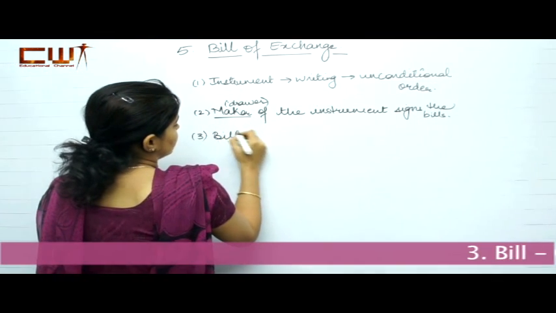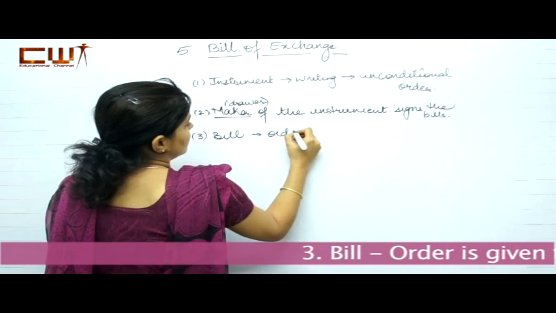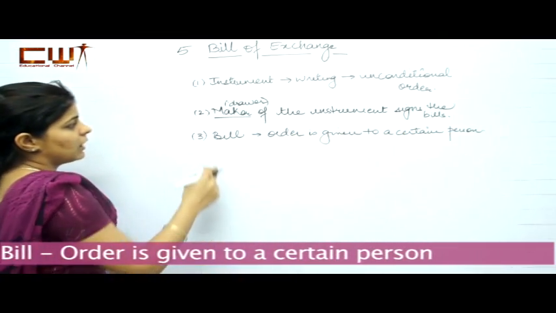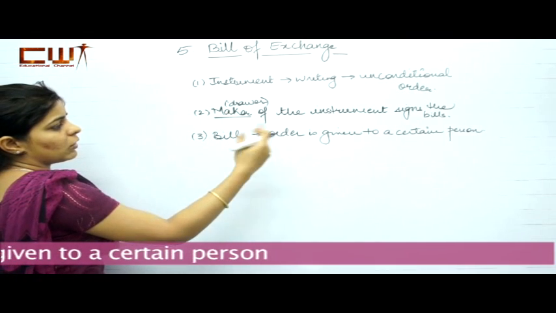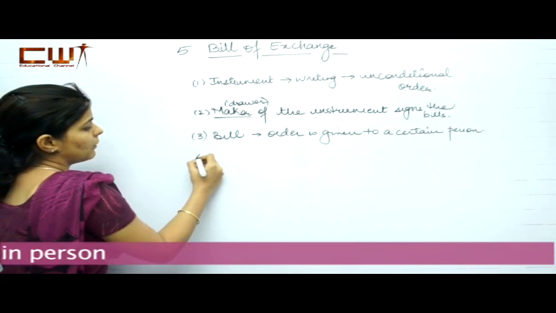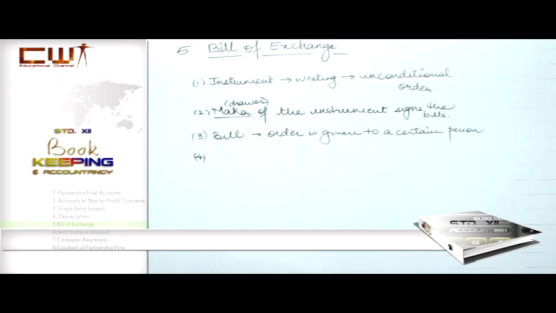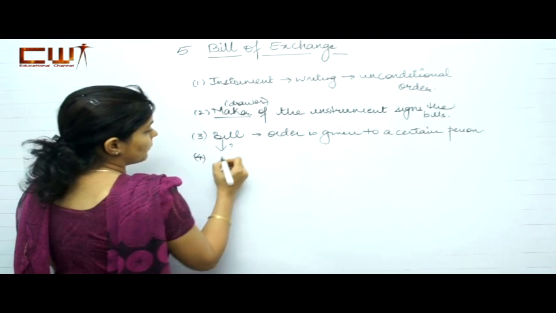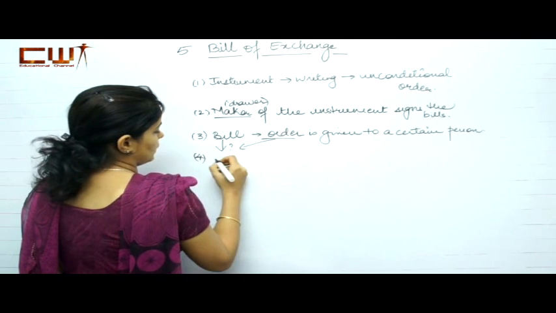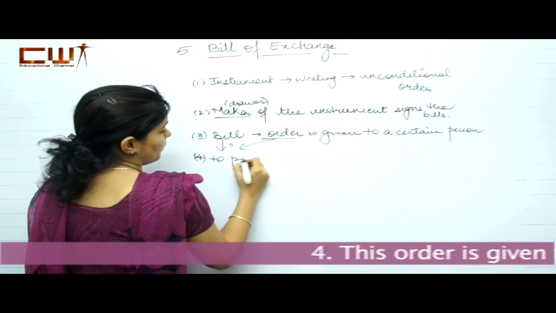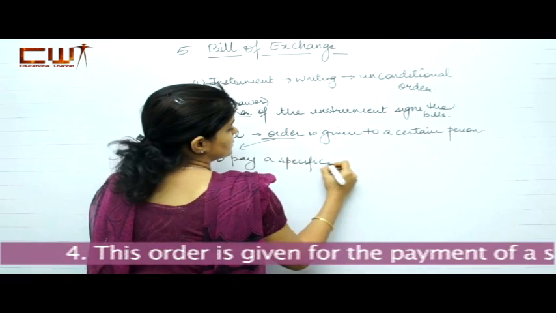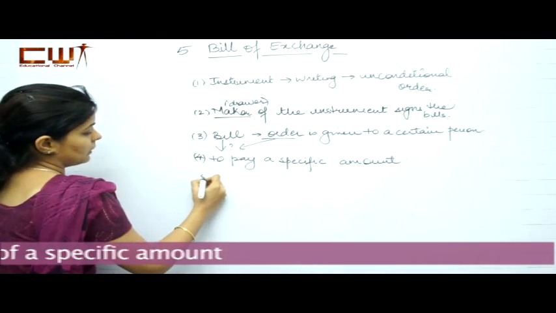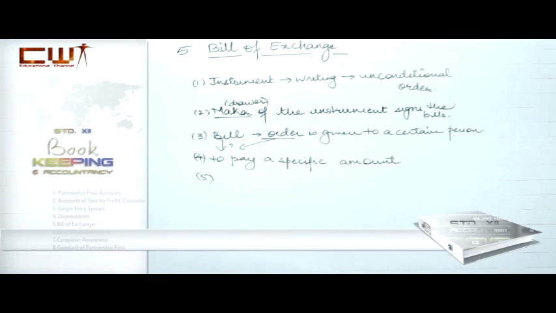In the bill, what is given? Order is given to a certain person. In the bill, the drawer is giving an order to the person that you have to make me the payment. The order is given for the payment of a specific sum of money. Why is the order given? The order is given to pay a specific amount mentioned in the bill. That is why the order is given.